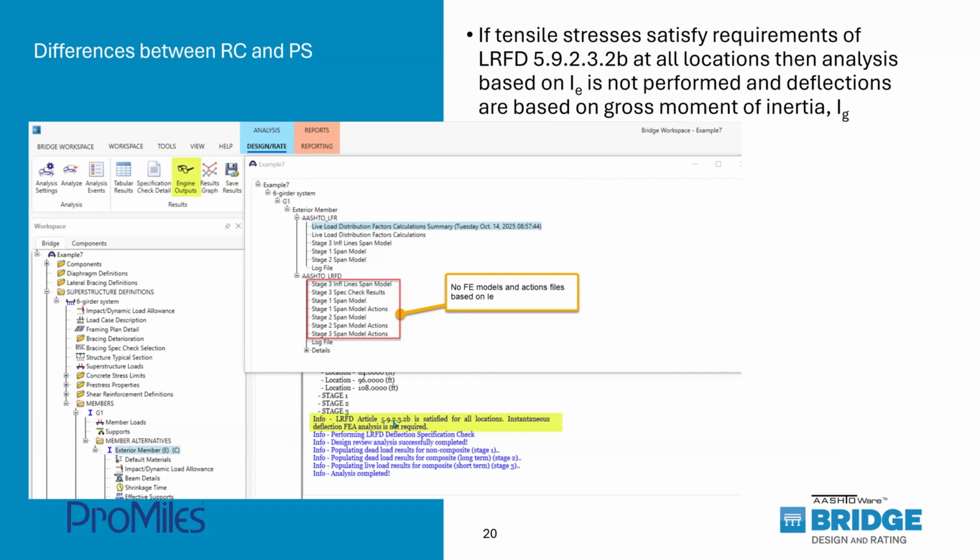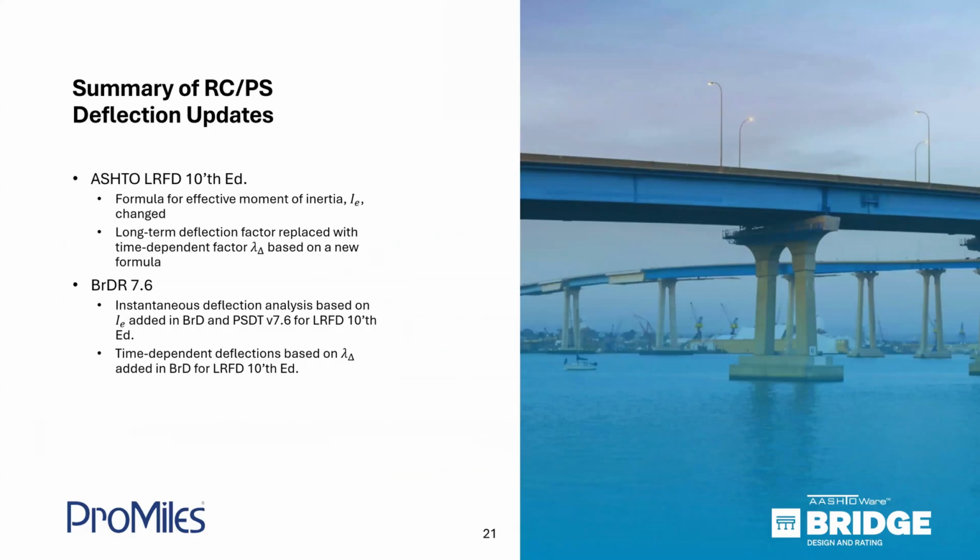You would see it in the engine output window. And if that condition is satisfied, then we don't need to do a second analysis. We can base all the instantaneous deflections on the first analysis. So these are the differences for pre-stress.